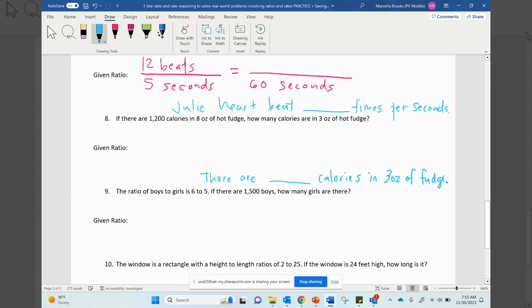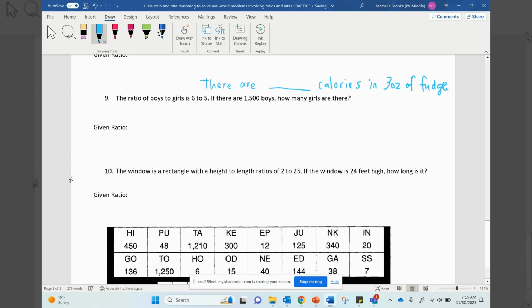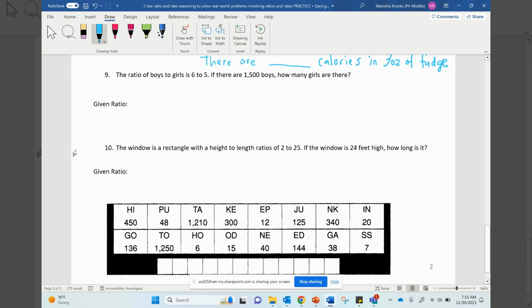Number 9, the ratio of boys to girls is 6 to 5. If there are 1,500 boys, how many girls are there? And then number 10 says, so let's say there are blank girls.